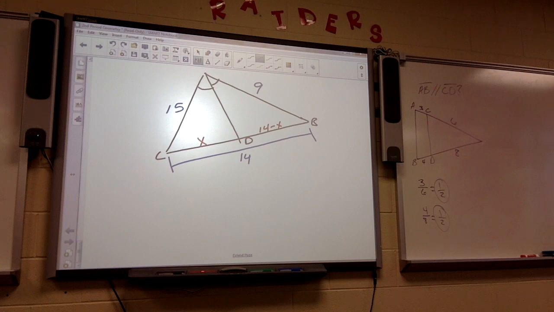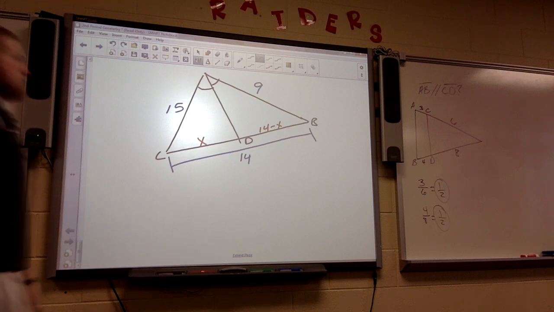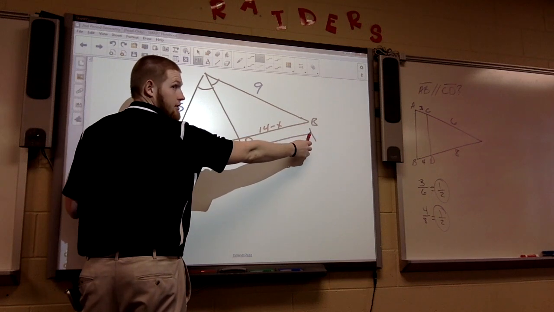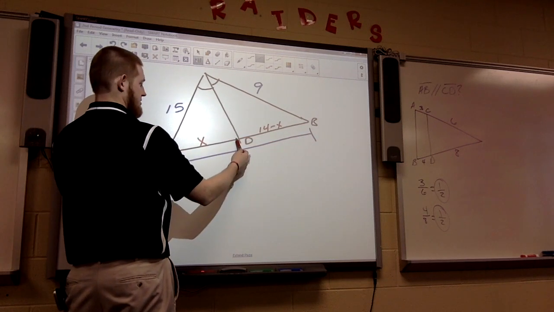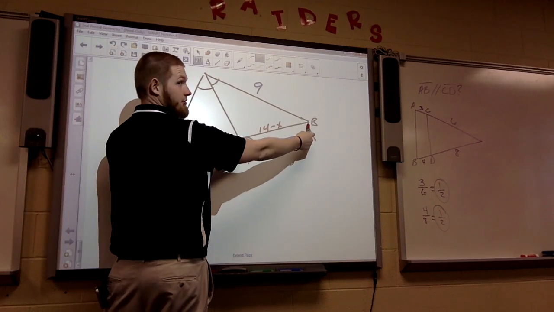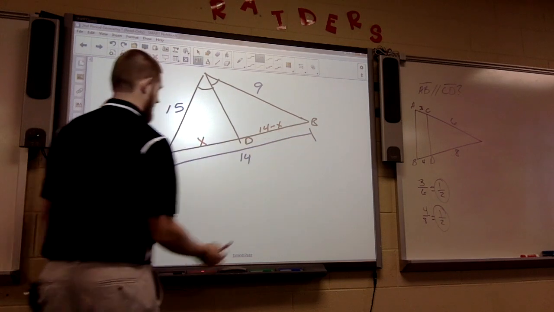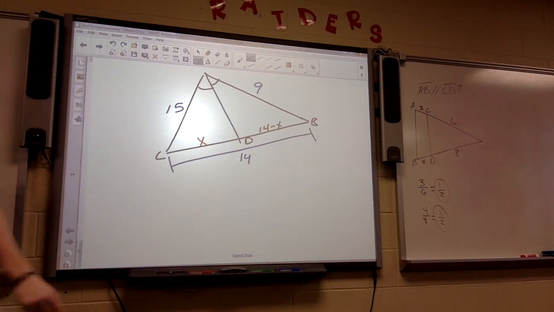Not quite. Drew? Because in order to find dB, you have to have the other half of x. Right, so you're saying this whole thing's 14, right? And that little part's x. So this must be whatever's left over after x. Yep, so 14 minus x, good. Okay, so now set this proportion up for me, Bailey.